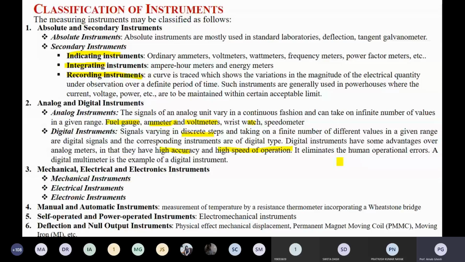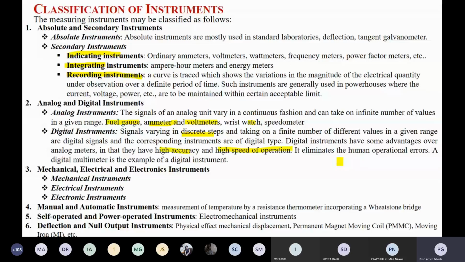Okay, manual and automatic instruments, the next feature. Manual means you operate everything manually. If you are going to measure a value and you don't know the range, you are using a trial and error method. You don't know the actual value of the voltage.